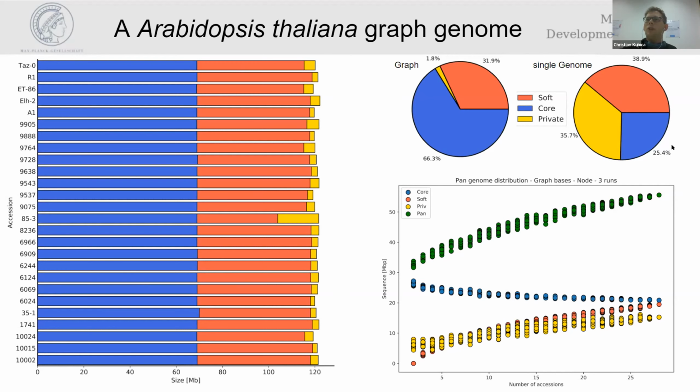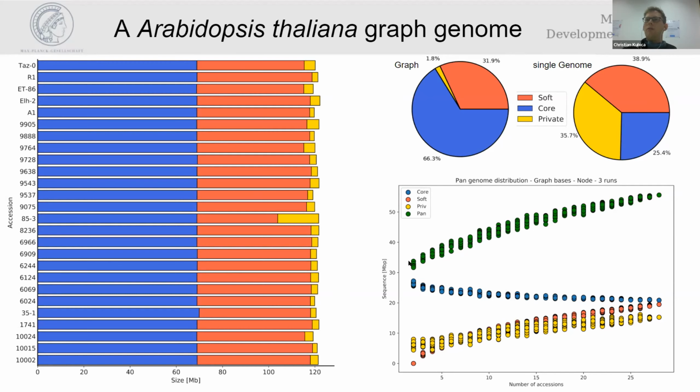When we just look at the graph itself, we see that 25% of the graph is shared between all. And then, of course, the private sequence and what we call the soft core, in yellow and in red, is somehow inflated because it's not shared by all.